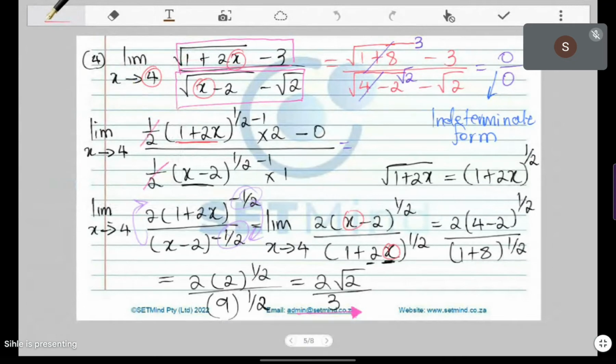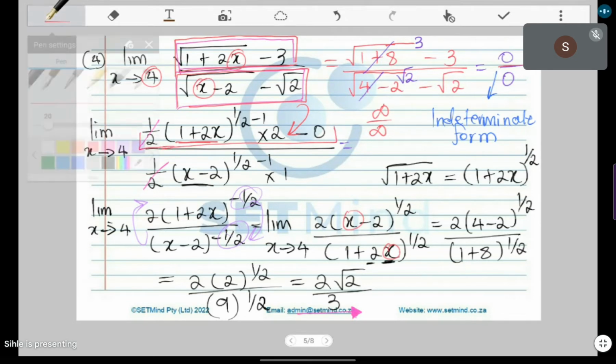L'Hopital says if we get 0 over 0 or infinity over infinity, we should derive the top function separately and then put the answer there, and then derive the bottom function also. This is what I did. This expression above is the derivative of the top function. The expression below is the derivative of my denominator separately. So that's L'Hopital's rule.